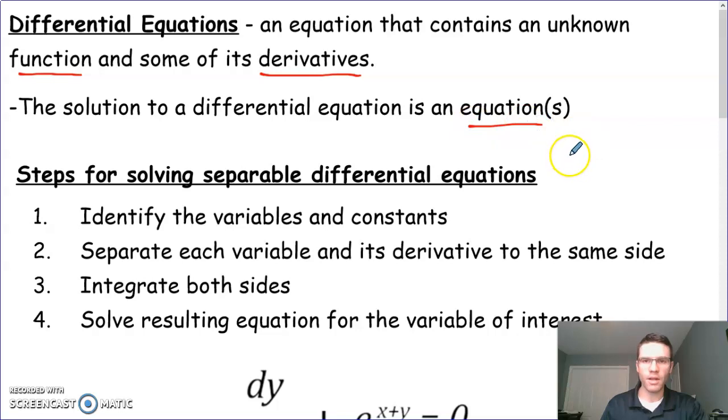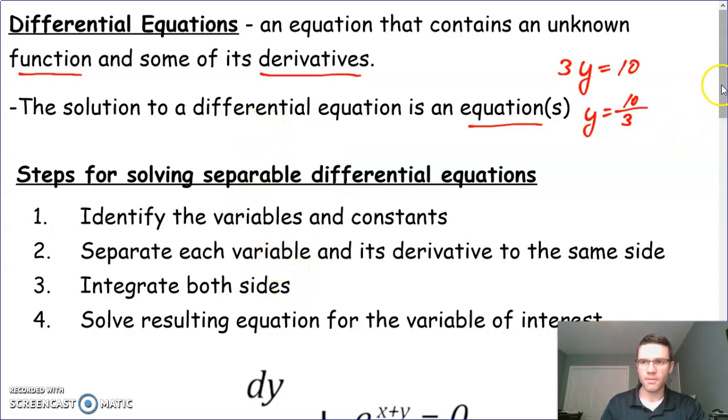So we're going to be solving an equation to get an equation. This is different than just solving an algebraic equation. If you have an equation that's, I don't know, maybe something like 3y equals 10, if you solve this for y, you get y equals 10/3. And that's a number. So your solution is a number. The solution to these equations will be another equation.